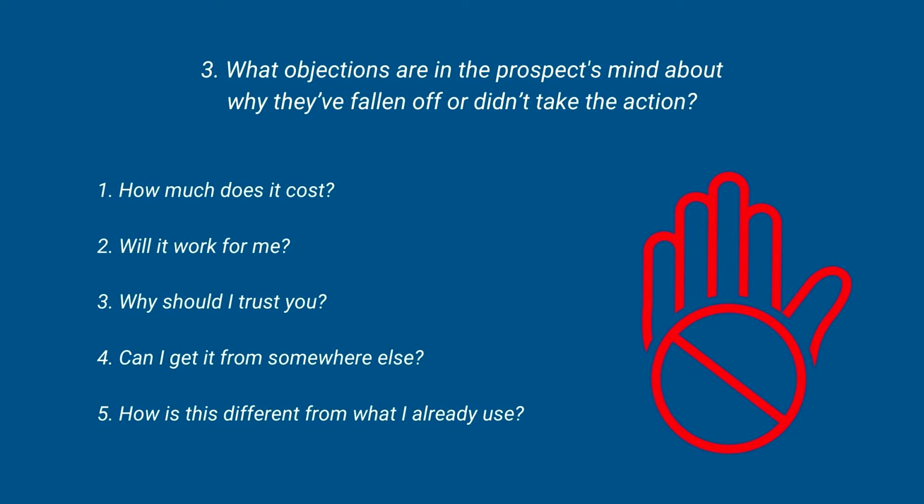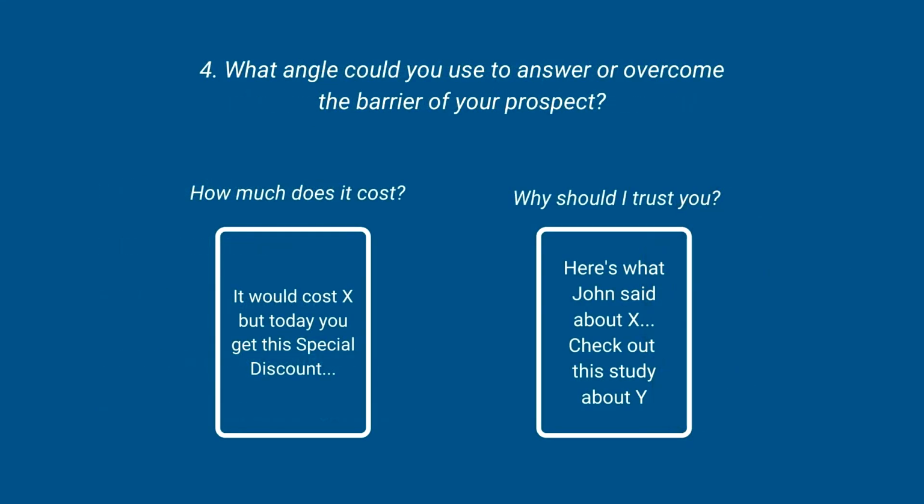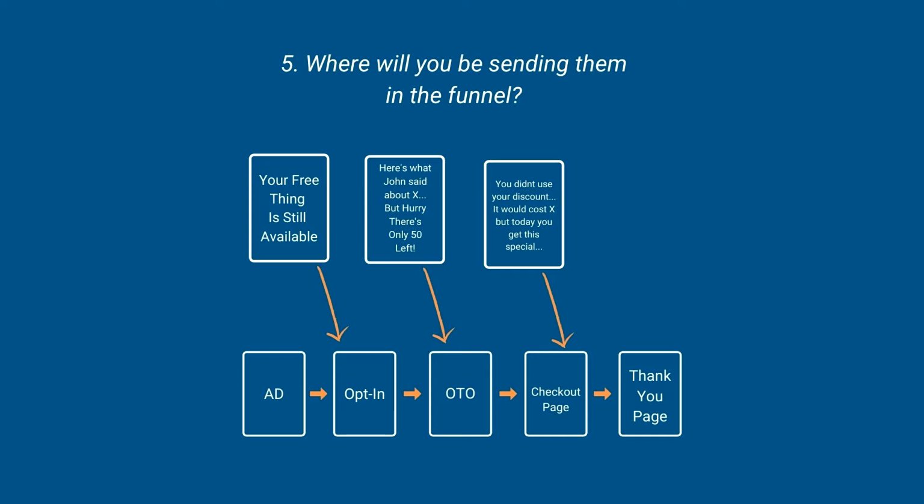Which leads to answering the next question: what angle could you use to answer or overcome the barrier of your prospect? Here, what you want to do is take those questions and come up with different ways you would answer and pass these barriers, whether it's more content to educate your prospect or different angles and hooks that overcome any objections. And finally, where will you be sending them in the funnel?